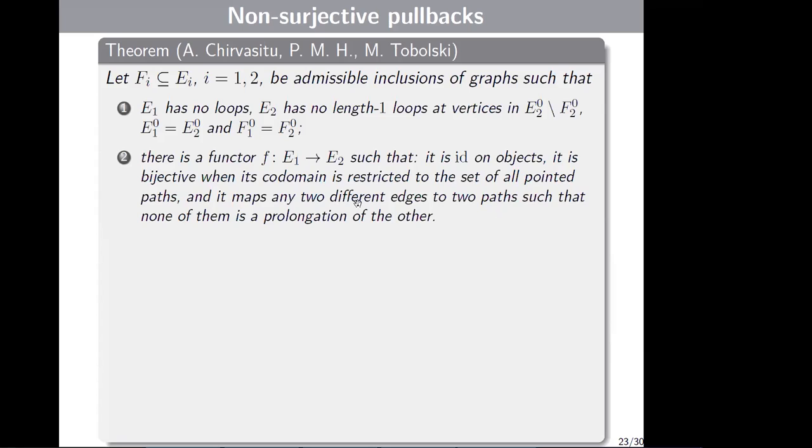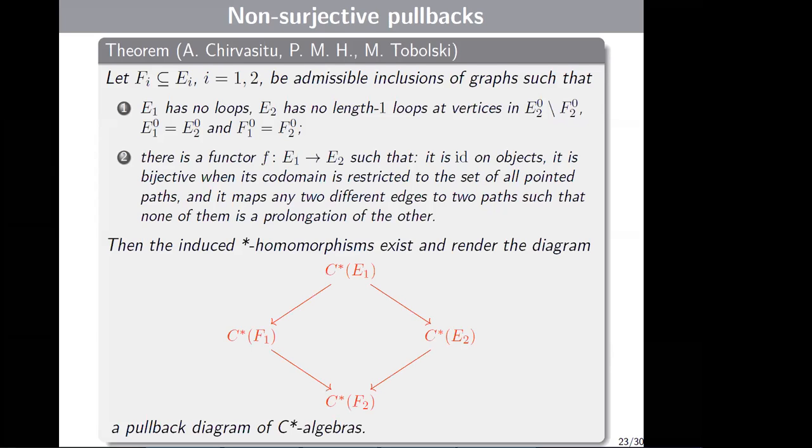And we also have this assumption, which we made earlier, that any two different edges are mapped into paths such that one is not the prolongation of the other. This is condition number 3. Because we want to use the lemma, we must somehow put the assumptions inside. So we are in fact putting more assumptions inside, because we need more than just the existence of these morphisms. We also want it to be a pullback diagram. That's why there are more assumptions. So once we have paid 1 and 2, we buy the pullback diagram.